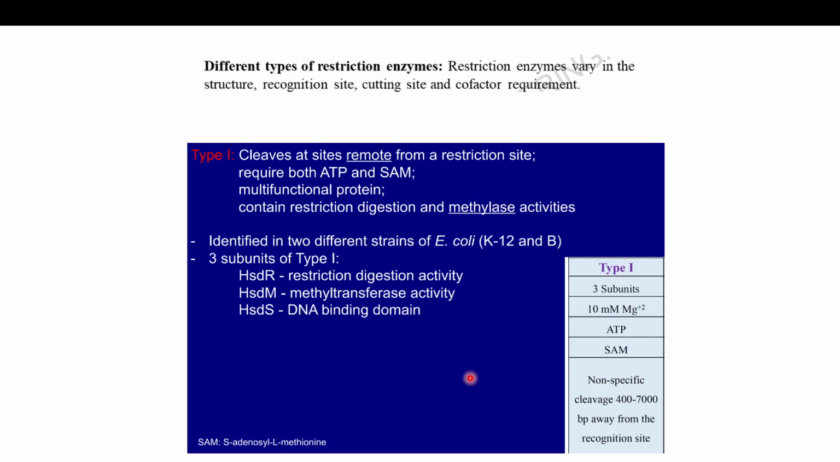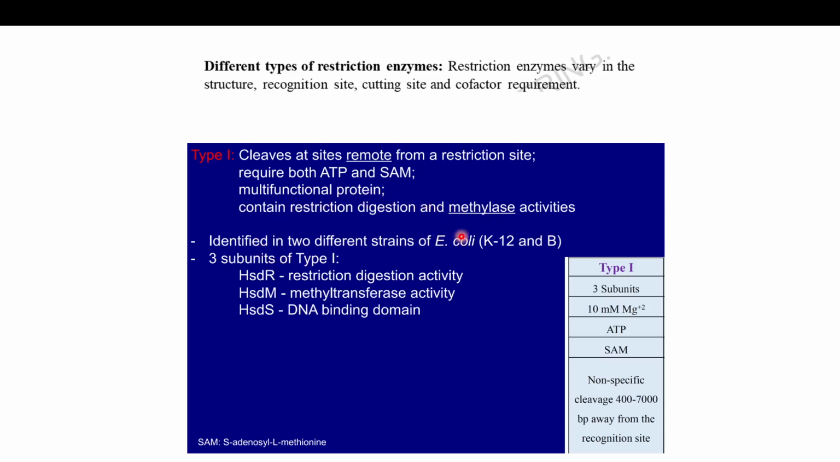Now, there can be different types of restriction enzymes, and restriction enzymes vary in their structure, recognition site, their cleavage site or site of action, and the type of cofactor that is required for their activity. So there's type 1, which cleaves at sites quite away from the restriction site, or remote from a restriction site, and it requires both ATP and SAM. SAM stands for S-adenosyl-L-methionine. It's a multifunctional protein showing both restriction digestion as well as methylase activities.